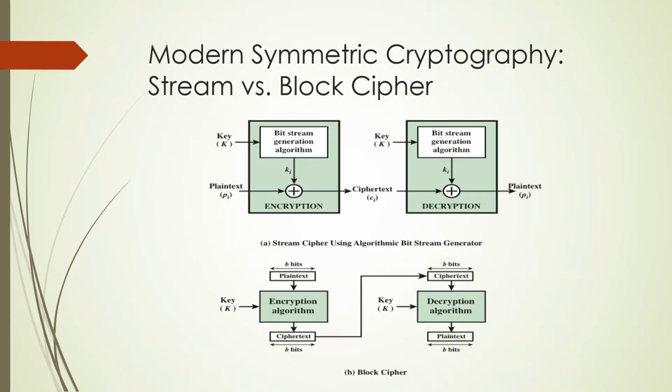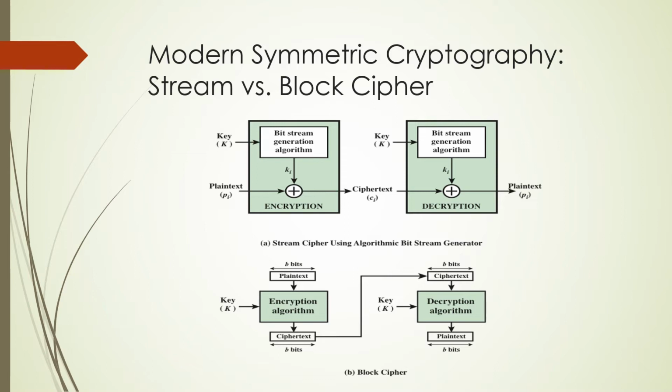Before I start talking about the modern symmetric cryptography examples, we need to know that there are two types of these algorithms. One is the stream cipher, and the other one is block cipher algorithms. The block cipher algorithms are more common, and we will see the examples of block cipher algorithms in this lecture.